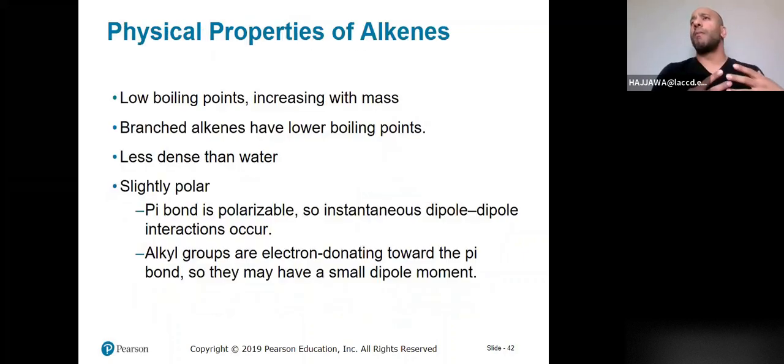In terms of physical properties, usually alkenes, similar to alkanes, the more branched the alkene is, the lower the boiling point will be. They are less dense than water, and the double bond creates some polarizability due to the pi bond. So therefore, it may have some dipole-dipole interaction that will contribute to the boiling point. So you will always find that alkenes have a little higher boiling point than alkanes, comparable carbons, of course. And keep in mind that the dipole moment will depend on the substituents on those alkene units.